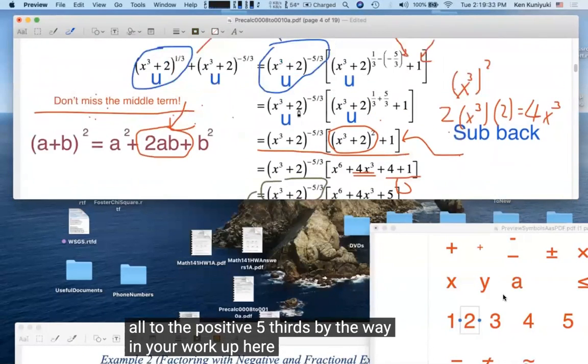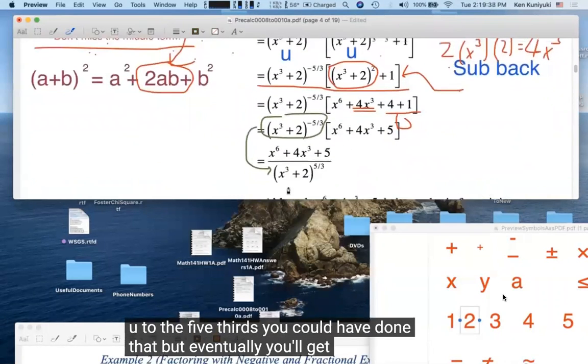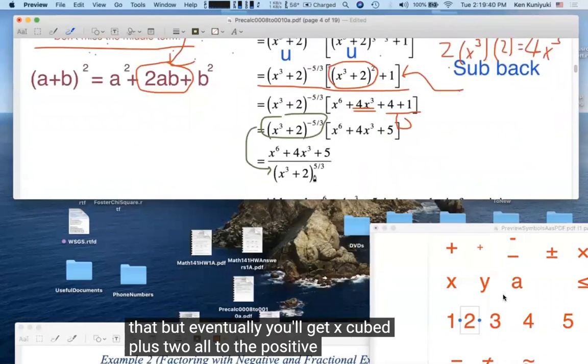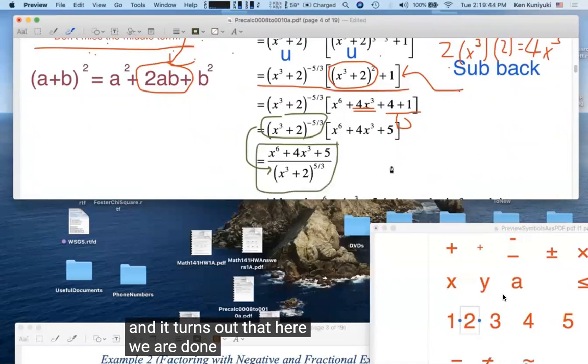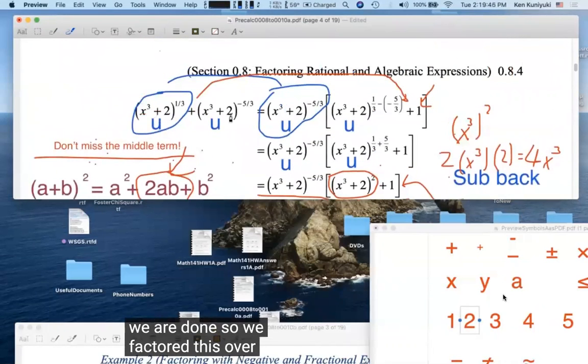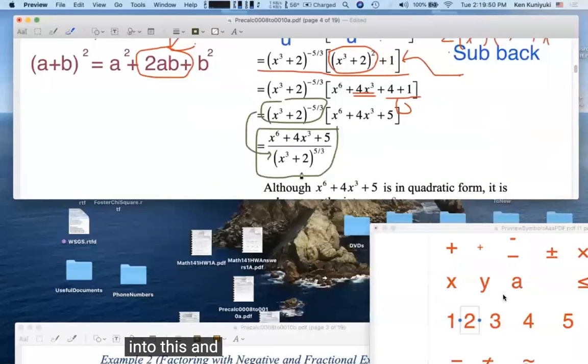By the way, in your work up here, you could have rolled this down as u to the 5/3. But eventually, you'll get x cubed plus 2 all to the positive 5/3. And it turns out that here, we are done. So we factored this over here into this. We have integer coefficients.